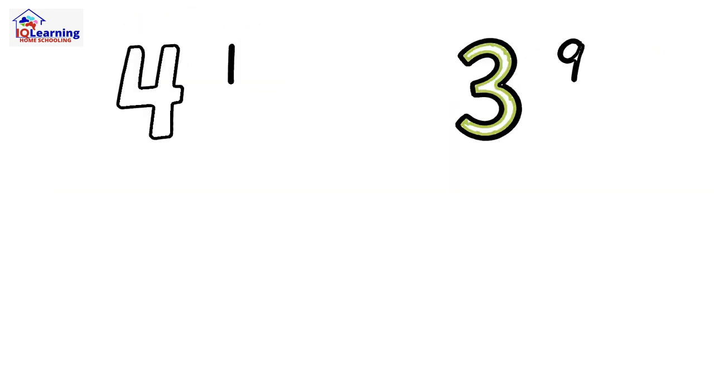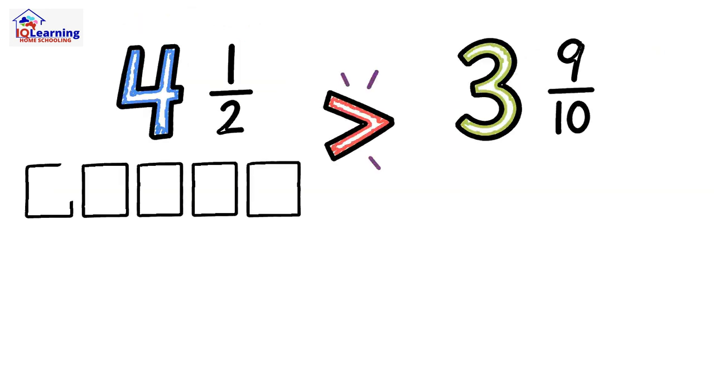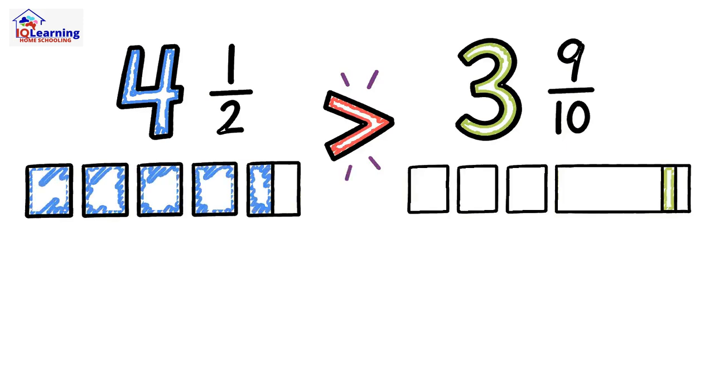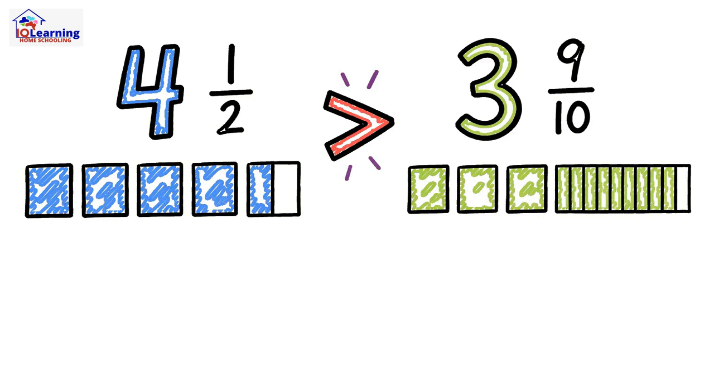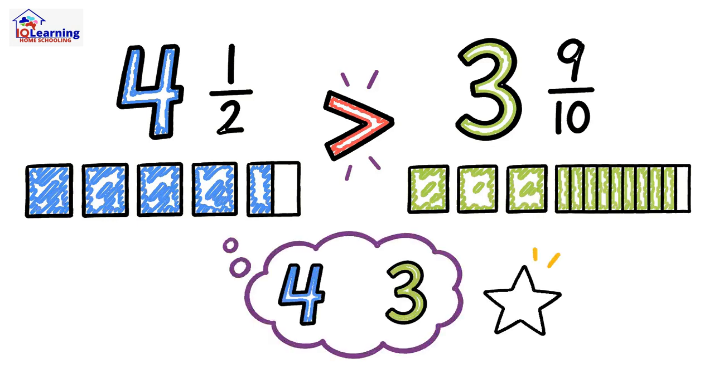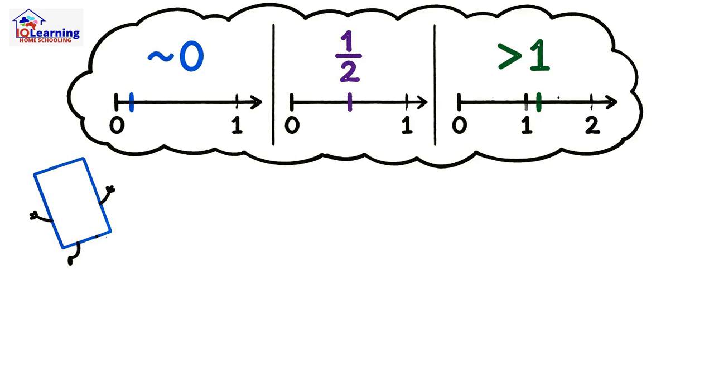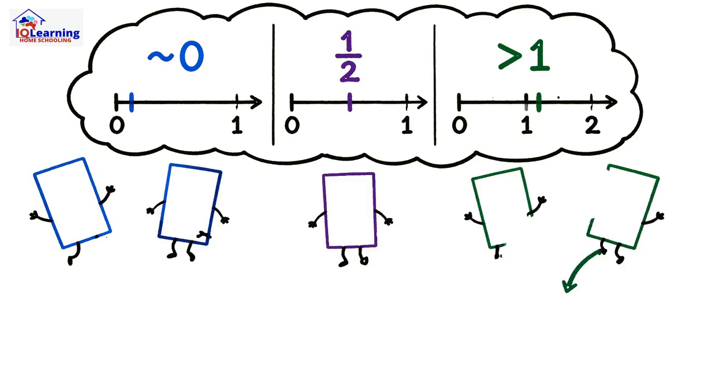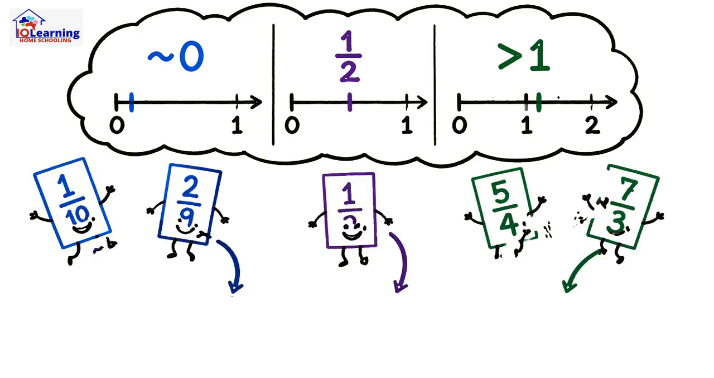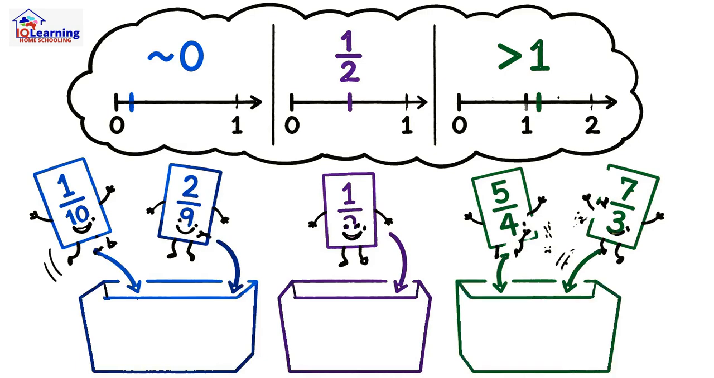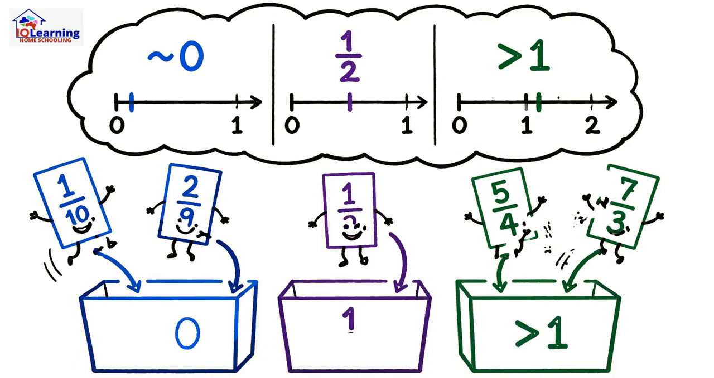When comparing mixed numbers like 4½ versus 3 9/10, just look at the whole numbers. 4 is bigger than 3. Done. No fraction math needed. Or you can sort fractions using benchmarks. Is a fraction close to 0, like 1/10? Is it exactly half? Or is it more than a whole, like 5/4? Sorting fractions into these mental bins can put them in order almost instantly.